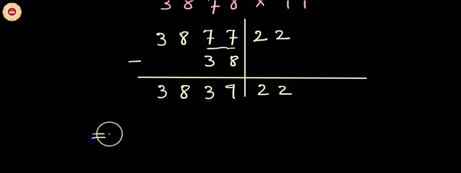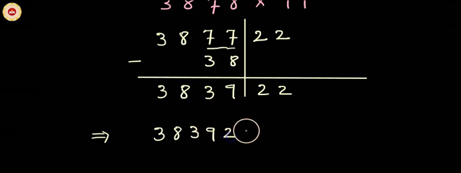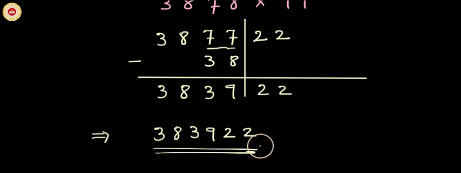So let us rewrite the answer by removing this separation, the vertical line. Okay, so 3, 8, 3, 9 is the left part, 2, 2 is the right part. So 3,83,922 is the answer.